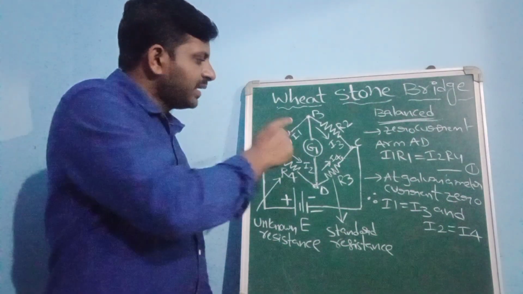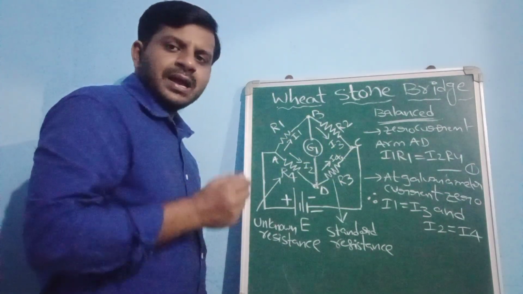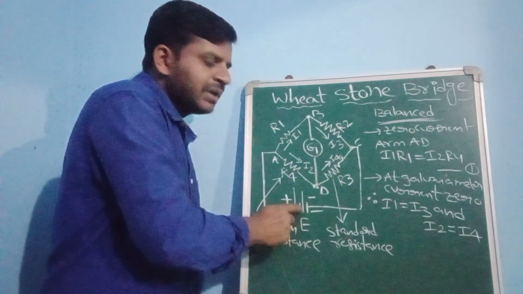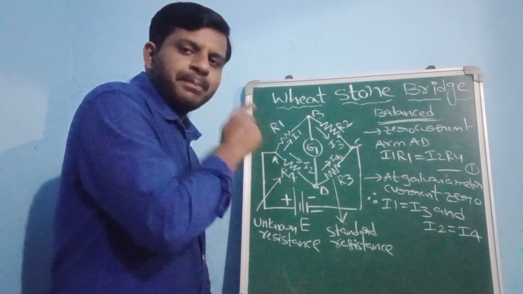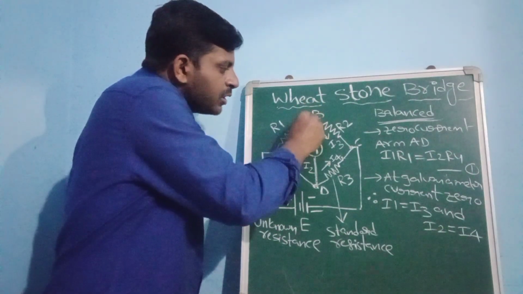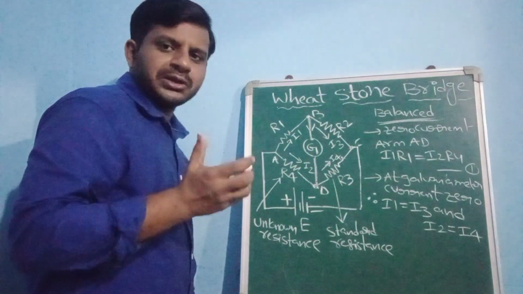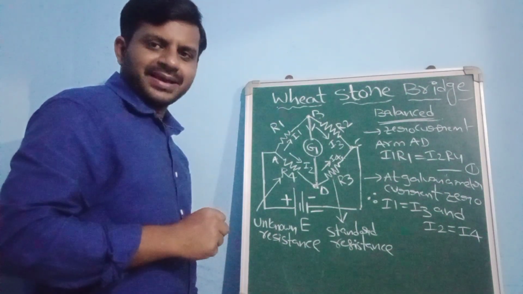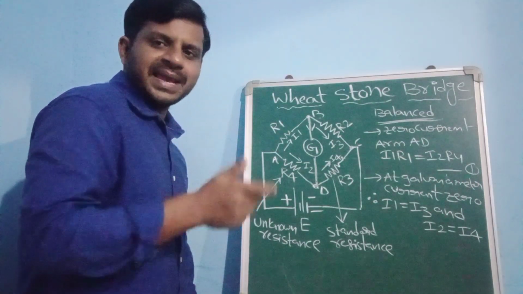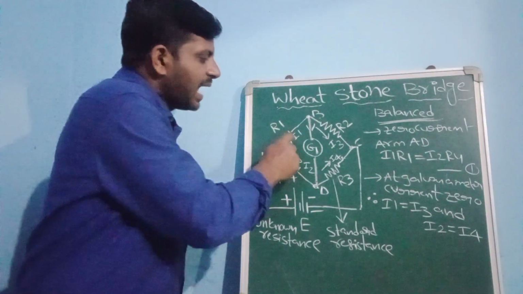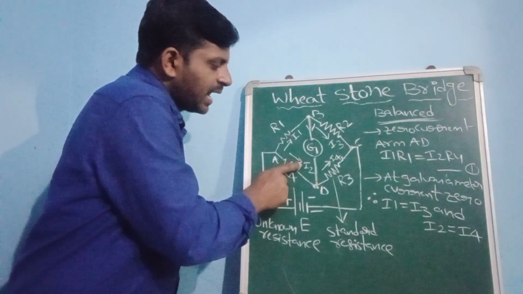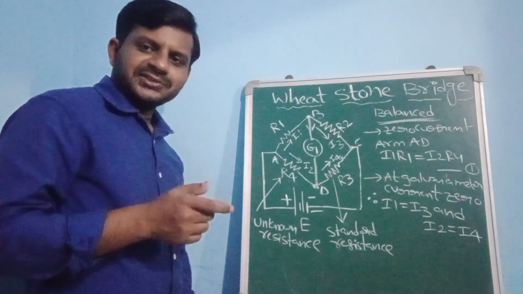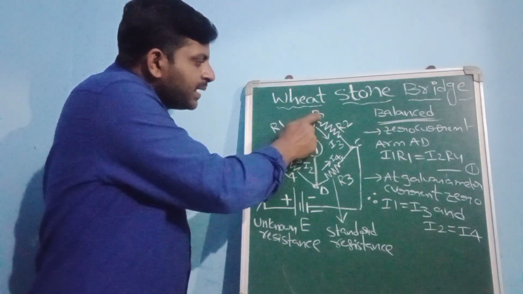Here A, B, C, D are the potential drop points from each arm. Between A and C we are giving a DC supply with the help of a battery. Whenever the current flowing through the galvanometer is 0, at that time the entire bridge is in balanced condition. Remember that point, very important. At that time the currents are equal, like I1 is equal to I3 as well as I2 is equal to I4.